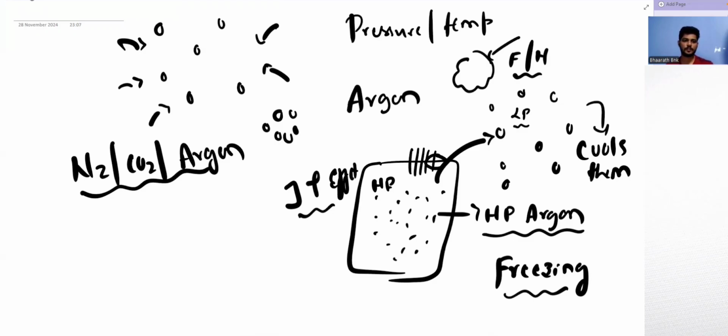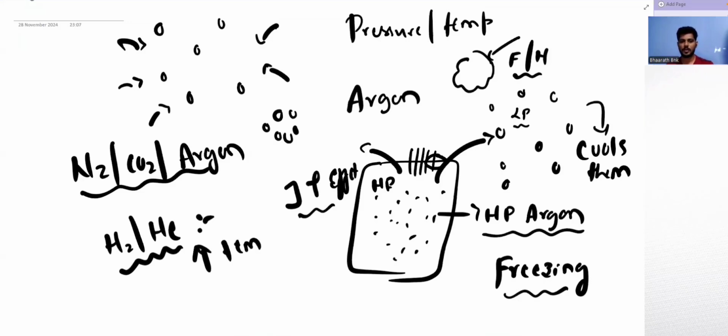But certain gases like hydrogen and helium, if the same experiment is done on them, heat up as soon as they come out of this high pressure. So these gases increase their temperature. This is what is used in cryoablation.